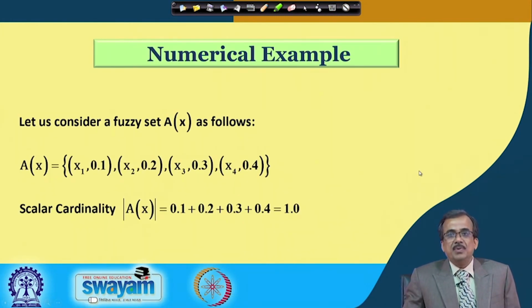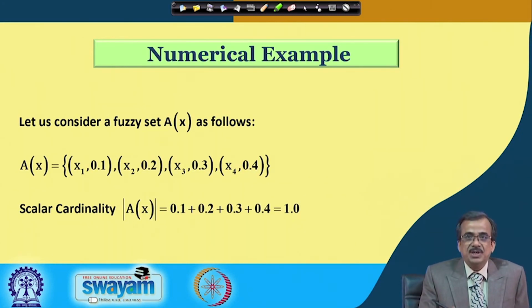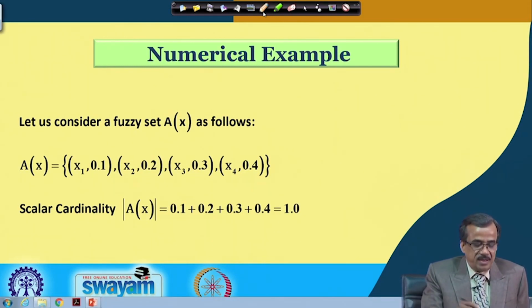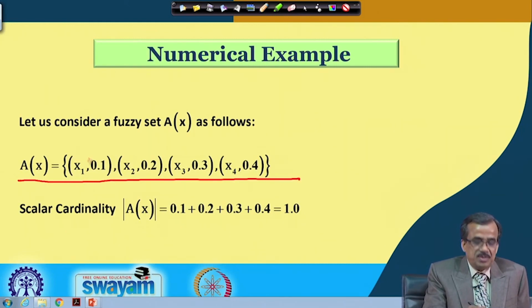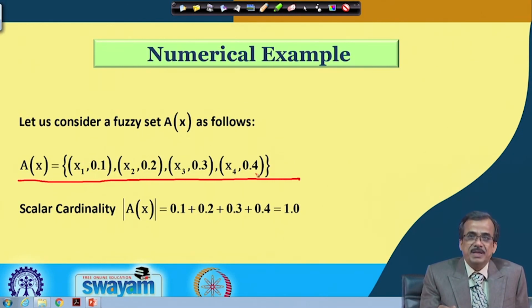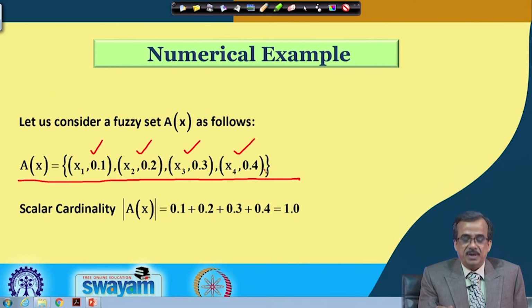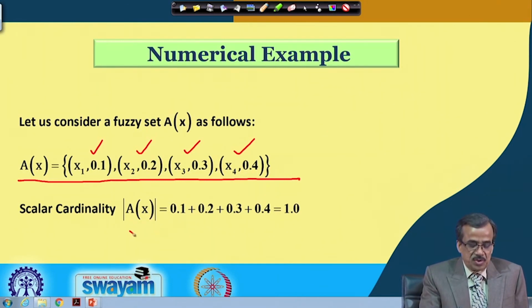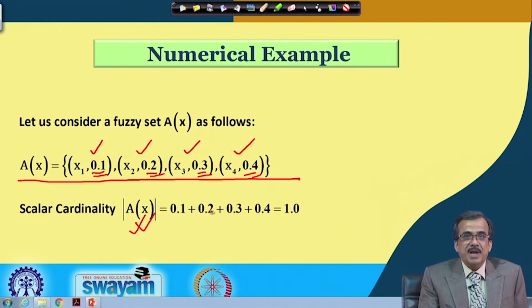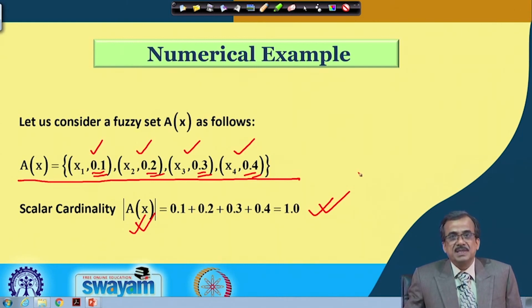Now, I am just going to solve one numerical example to find out the scalar cardinality of a particular fuzzy set. Let me assume a fuzzy set having discrete values corresponding to 4 elements. So, A(x) is nothing but {x1, 0.1}, {x2, 0.2}, {x3, 0.3}, {x4, 0.4}. So, this is a discrete fuzzy set. Its scalar cardinality is denoted by this particular symbol, and that is nothing but the sum of all the mu values. That means, here we have 0.1 plus 0.2 plus 0.3 plus 0.4 and this is 1.0. So, 1.0 is the scalar cardinality of this particular fuzzy set A(x).